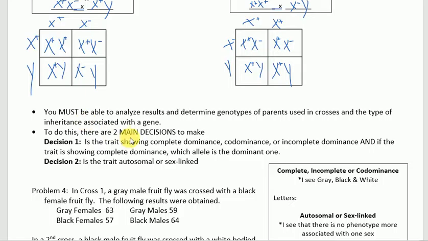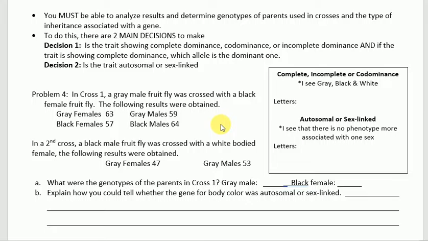You must be able to analyze the results and determine the genotypes of parents used in crosses and the type of inheritance associated with that gene. In order to do this, there are two main decisions to make. And this is very similar to pedigrees. Hopefully you're familiar with pedigrees. If not, we will be going over those shortly. So, first decision, is the trait showing complete dominance, codominance, or incomplete dominance? And if the trait is showing complete dominance, which allele is dominant? Decision 2, is the trait autosomal or is it sex-linked?